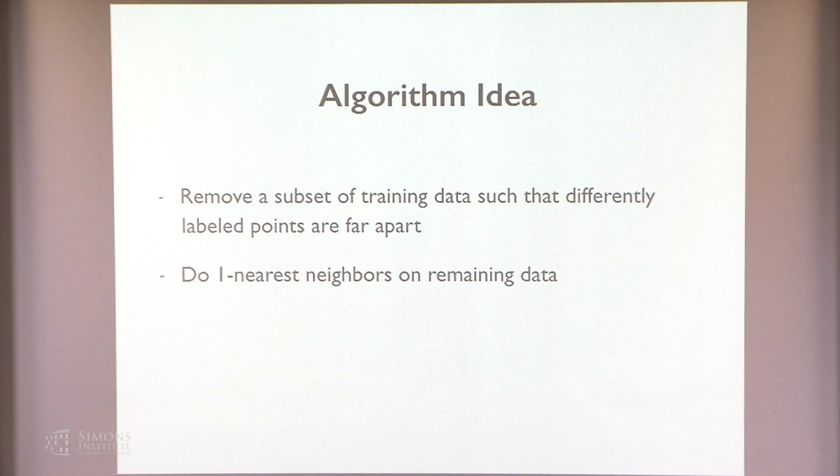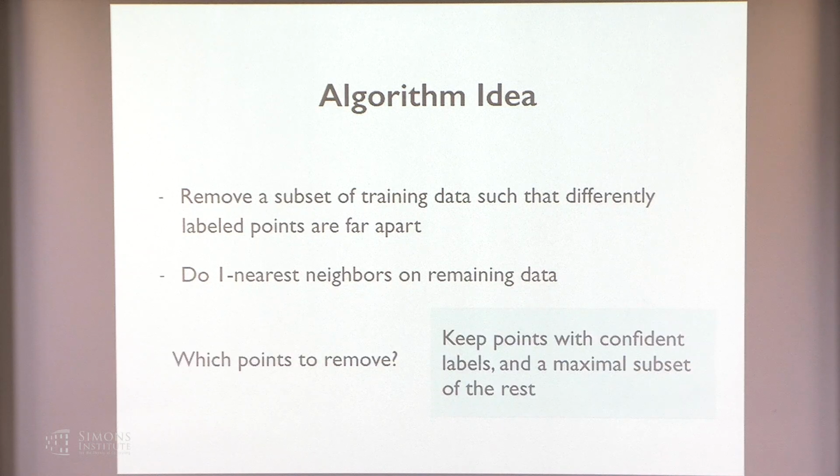So the question is, can we artificially do this? You remove a subset of the training data that is basically causing trouble, so that differently labeled points are far apart, and then you do nearest neighbors on the remaining data. And the question is, which are the points that you can remove? There are all kinds of subsets that you could remove. So you keep a bunch of points whose labels you are confident about, and then you keep a maximal subset of the rest, and then the rest will be fine.